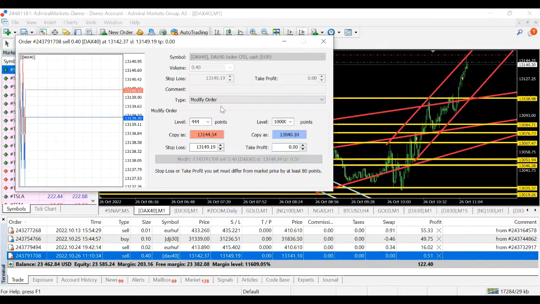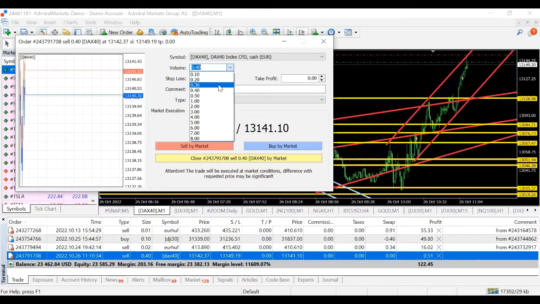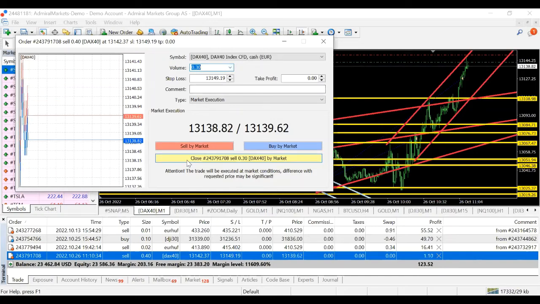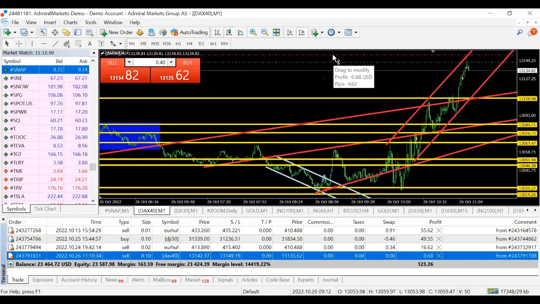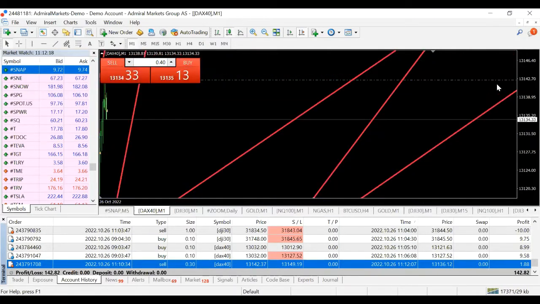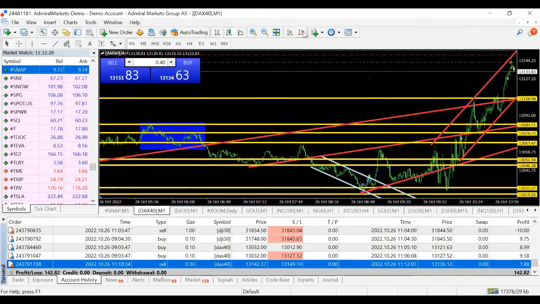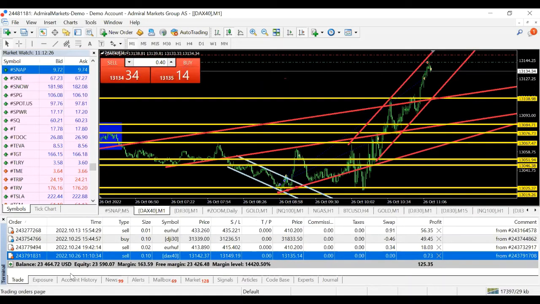If you want to start partially closing the position, let's modify the order with market execution, and you can set the lot size to 0.30 or 0.20. In my opinion, it's better to close the bigger part, because if you close 0.30, your potential losses will be lower. So let's check how much money we will lose. It will be less than $1. And with this partial closing, we made $1.88.